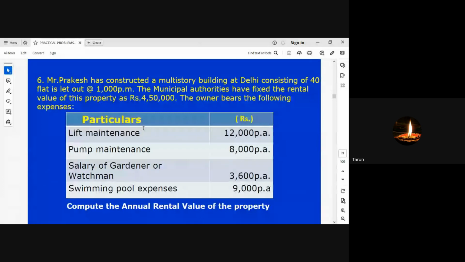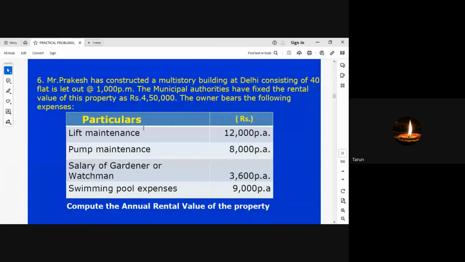This is a question given to you, and in this question there is a difference. The expenses have also been given, that is lift maintenance. I already taught you about different services like lift and security services. So these are the services or maintenance expenses incurred in this question. You need to calculate the annual rental value of the property, meaning the gross annual value of the property.